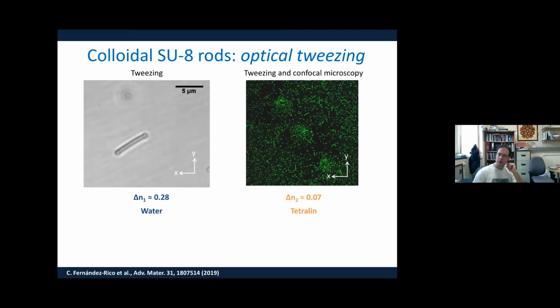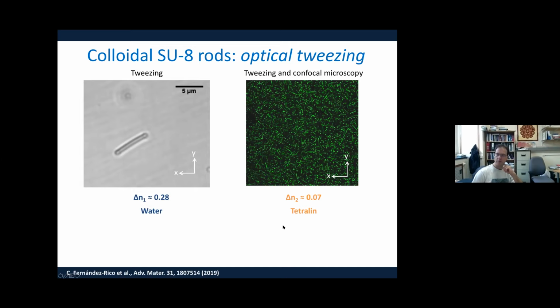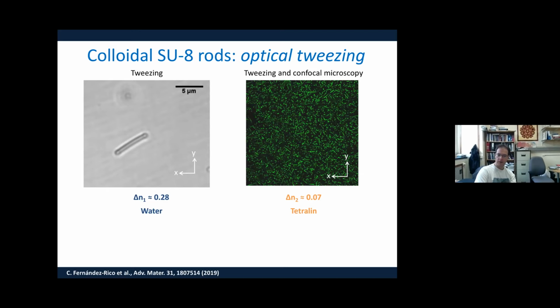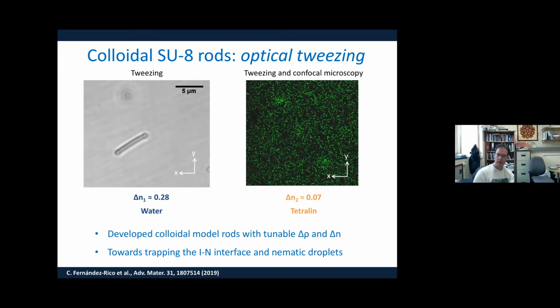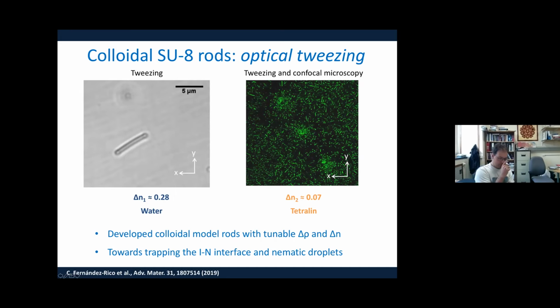Of course, we blasted way too much laser power in here. We have a lot of convection, so it's far from ideal. But the proof of principle is there that we can manipulate and image these liquid crystals at the same time with the rods that we developed. So I think we're on our way towards trapping these interfaces and making these nematic droplets. We did that using these colloidal SU8 rods, which have a tunable mass density difference and a tunable refractive index difference. Now, why is this rod story important for the bananas?